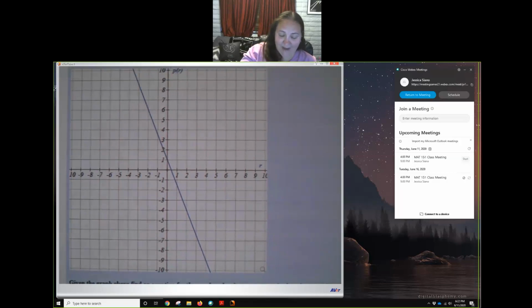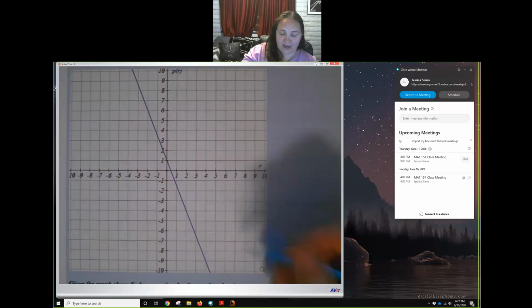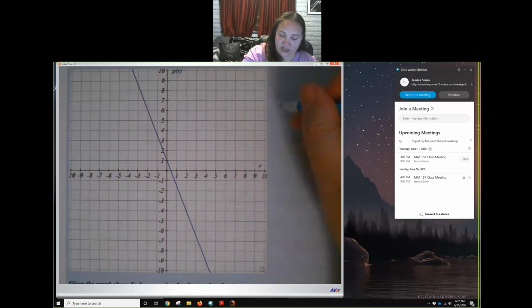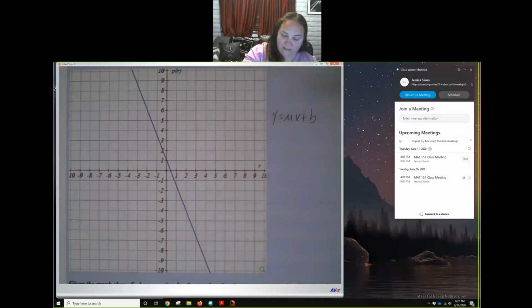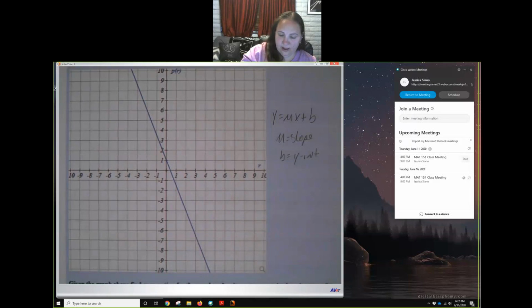All right. So to find the equation of a graph of a linear function, we need two things. We need the slope and the y-intercept. Remember, the equation of a linear function is y equals mx plus b, where m is the slope and b is the y-intercept. And that is slope-intercept form. Slope-intercept form is y equals mx plus b.